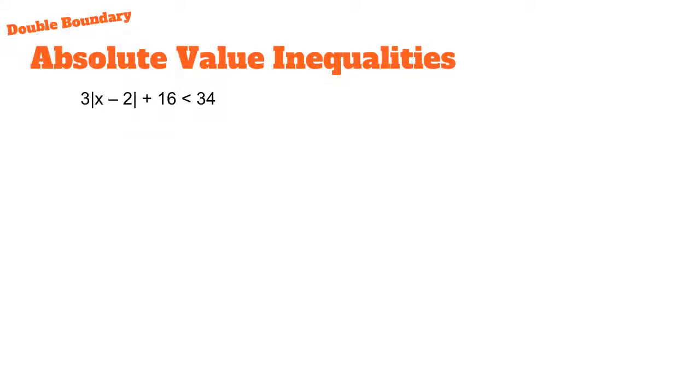In this video, we're going to be looking at how to solve absolute value inequalities. Since there's an absolute value expression in here, what we expect to happen is that there is a double boundary. Almost all the time, there are going to be two different points that create the boundary for this inequality.